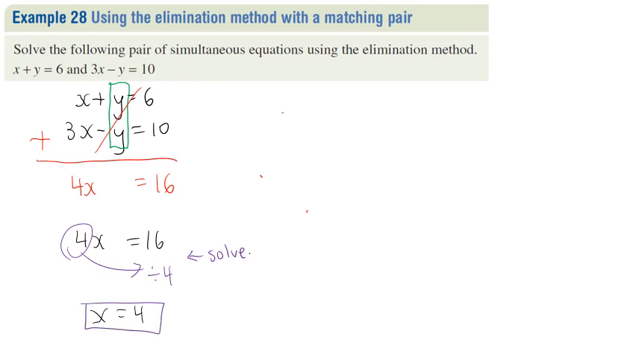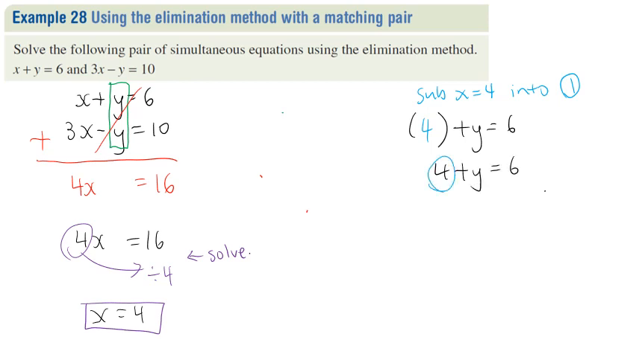So sub x equals 4 into one of the equations. I'll just put it back into the first equation. So then I'll have 4 plus y equals 6. 4 plus y equals 6. Subtract 4 to solve for y. Y equals 2. Therefore, my point of intersection is at 4, 2.